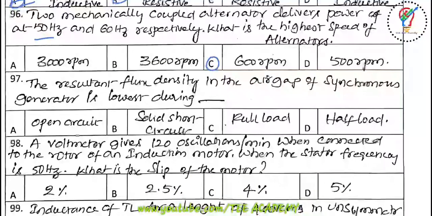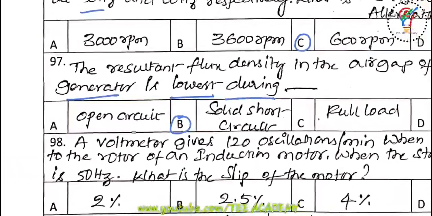Next one, the resultant flux density in an air gap of a synchronous generator is lowest during. When there is a short circuit, the circuit entirely behaves as inductive. So as inductive, there will be a ZPF lagging. During that condition, the flux density in the air gap will be minimum. So this happens only in case of a solid short circuit.